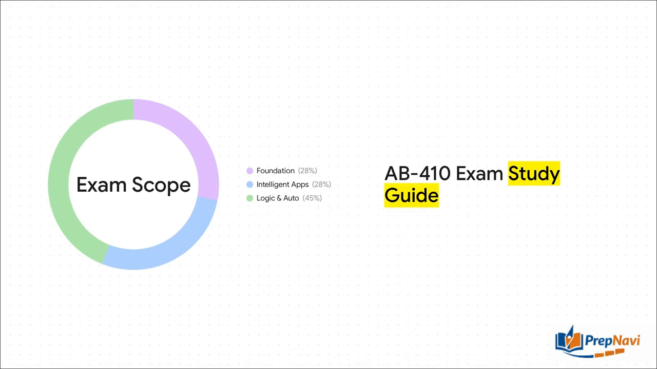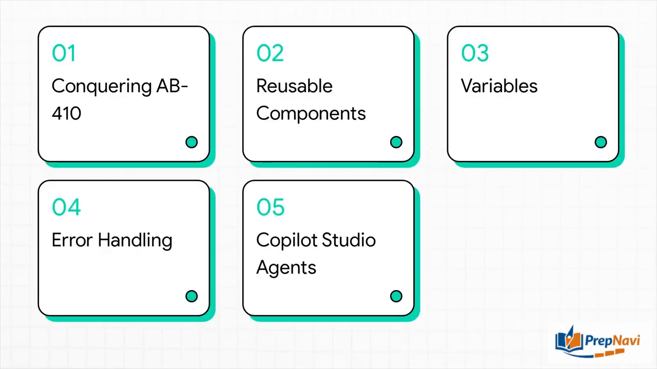So let's break down how the AB-410 exam actually distributes its weight. Creating a foundation for intelligent apps makes up about 25 to 30% of the exam. Building business application logic and automation takes up the biggest chunk at 40 to 45%. But our focus today is squarely on that middle slice. We're talking about the critical 25 to 30% dedicated to creating intelligent apps. Specifically, we're going to zero in on the advanced Canvas apps and Copilot features that, quite frankly, separate the novices from the true experts. All right, here is our quick agenda for this explainer.